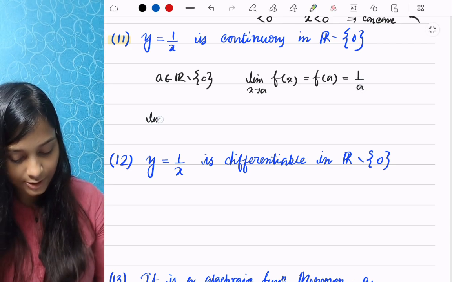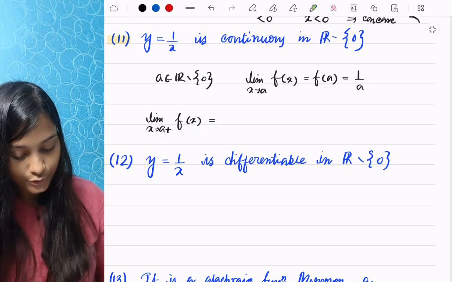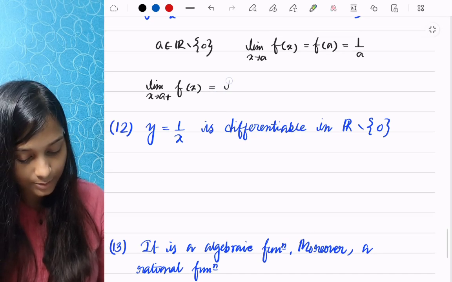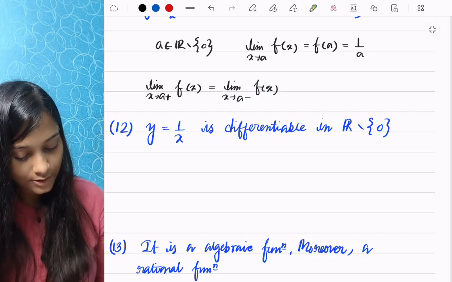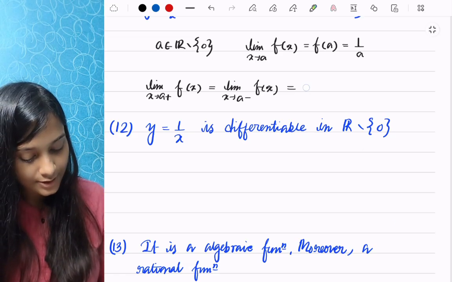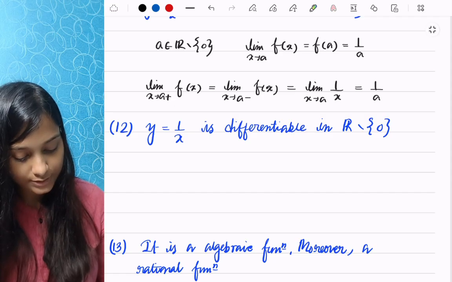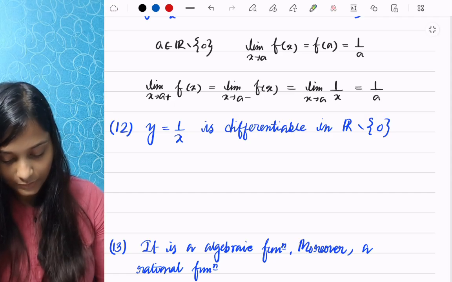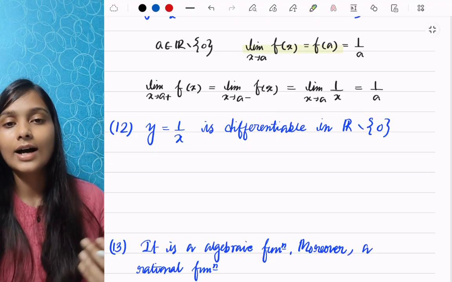So let me check the limit. Limit x tends to a plus f(x), and limit x tends to a minus f(x), and as a is other than 0, the limit should be the same. So we have limit x tends to a of 1 by x, so it is 1 by a. So these two are equal, so that means this function is continuous in R minus 0.